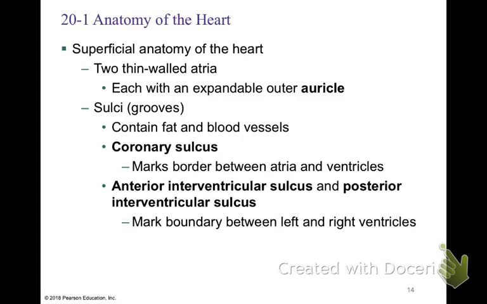The atria are separated from the ventricles by a pretty deep groove. You'll remember from studying the brain that a sulcus is a groove. So sulci is just the plural of sulcus. And so everywhere there's a separation between any two chambers, there's going to be a sulcus. The coronary sulcus is the boundary between the atria and the ventricles. But between the two ventricles, right and left, there's also a sulcus, one on the front and one on the back, the anterior interventricular sulcus and the posterior interventricular sulcus.